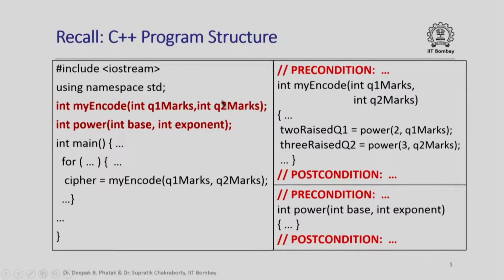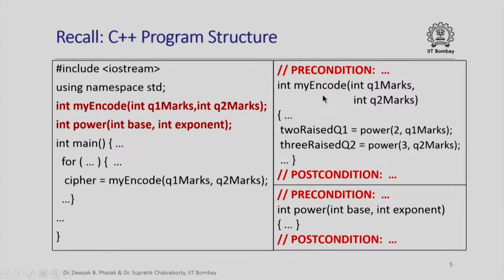Here is the C++ program structure that we had seen earlier. I have only written down those parts of the program where I want to focus. These are the parts with function calls. The other parts I have blanked out with 3 dots. So here in the main function I have a loop which is iterated for every student, where we read in the marks and then call this function myEncode, which takes 2 integer parameters and returns an integer value which gives the encoded version of these 2 marks.